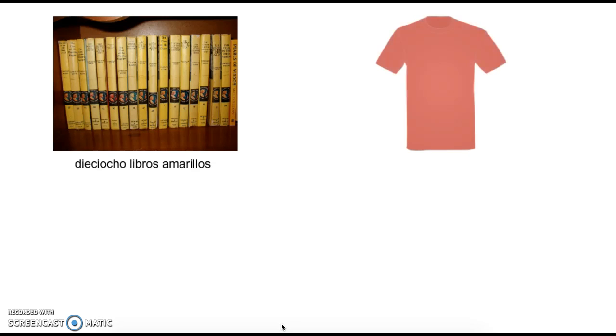Let's practice a little bit more with this. In this picture, we have yellow books, and there are 18 of them. So we would say dieciocho libros amarillos. Number, noun, adjective. Here we only have one red shirt. Shirt is camisa, which is feminine, so we would say una camisa roja. Number, noun, adjective. Remember this order.